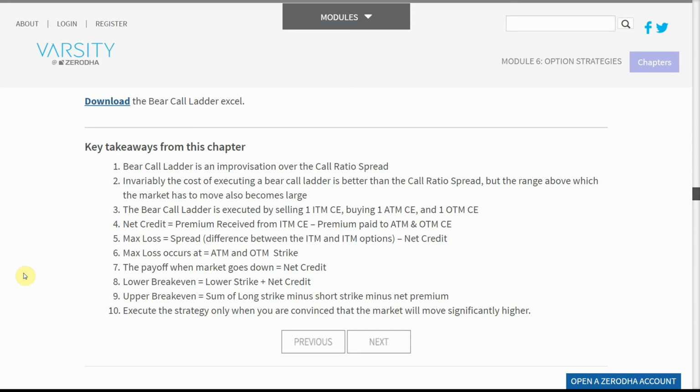Lower break-even equals lower strike plus net credit. Upper break-even equals sum of long strike minus short strike minus net premium. Execute the strategy only when you are convinced that the market will move significantly higher.